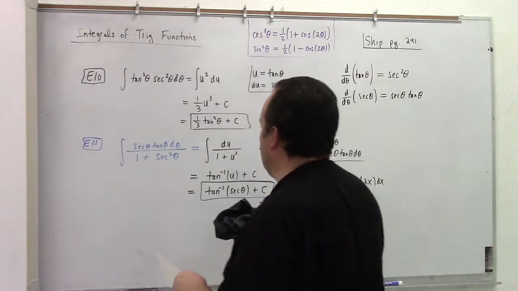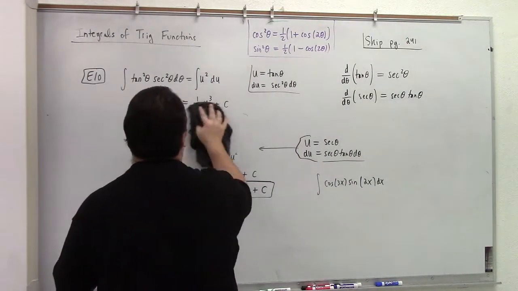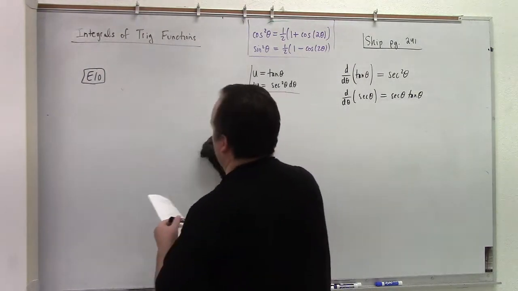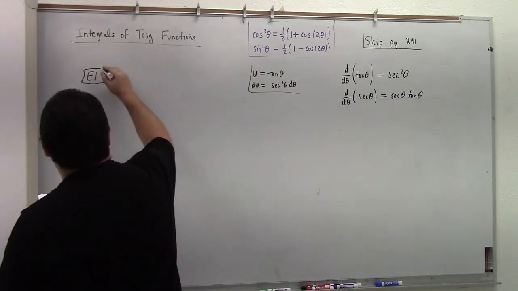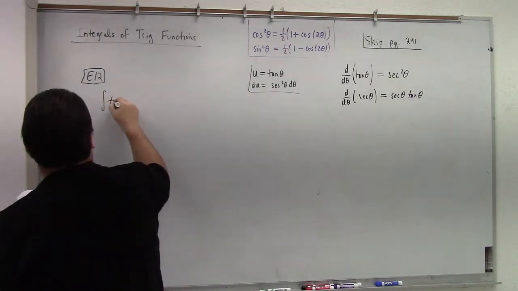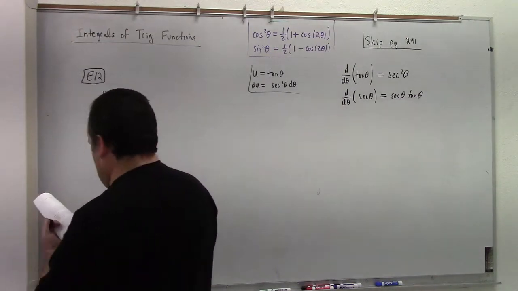One last example for today. So example 12, I suppose. I'm a little bit scared because it's been a while since I've done this. Hope we can figure it out. The integral of tangent to the 4th theta d theta. How are we going to do that?